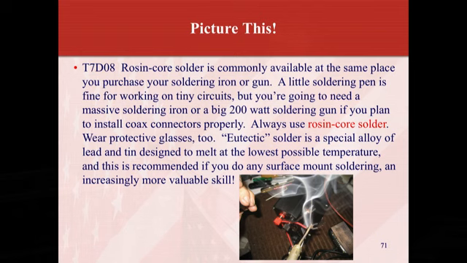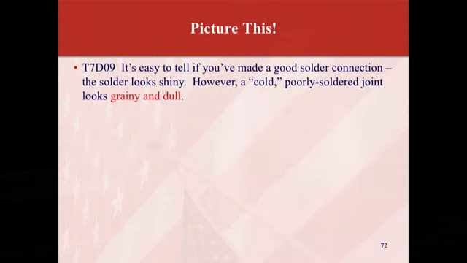Wear protective glasses too. Eutectic solder is a special alloy of lead and tin designed to melt at the lowest possible temperature, and this is recommended if you do any surface mount soldering, an increasingly more valuable skill. It's easy to tell if you made a good solder connection. The solder looks shiny. However, a cold, poorly soldered joint looks grainy and dull.